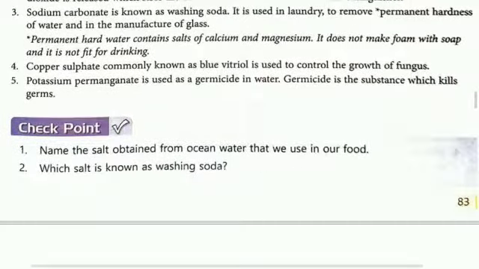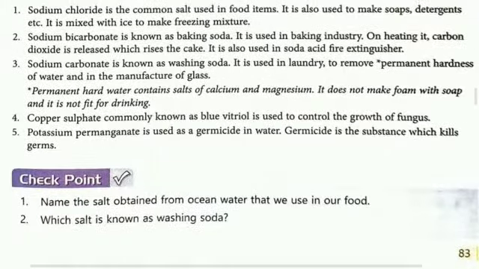Name the salt obtained from ocean water that we use in our food. That is common salt, named sodium chloride, NaCl. Which salt is known as washing soda? Look, sodium carbonate is known as washing soda. It is used in laundry.